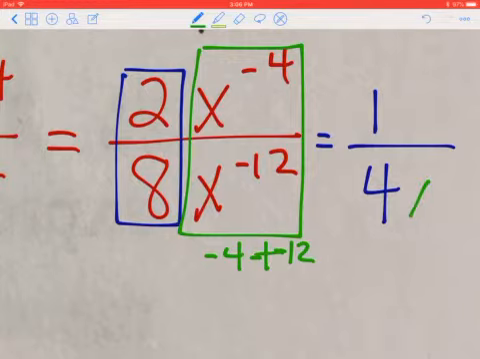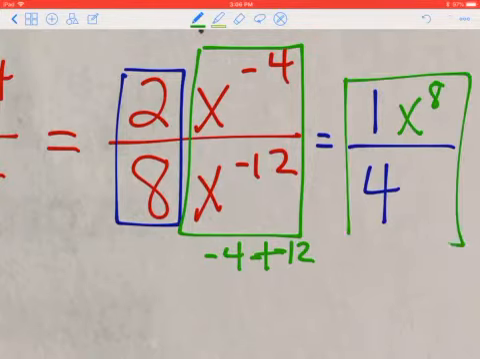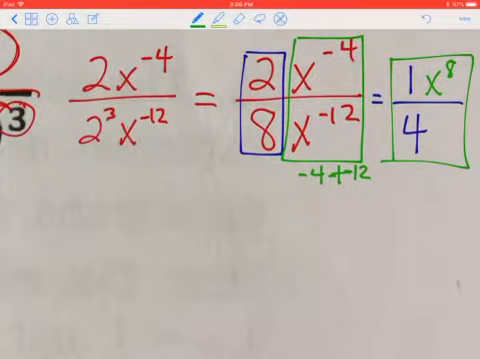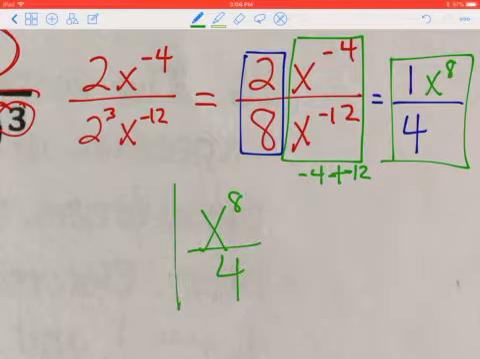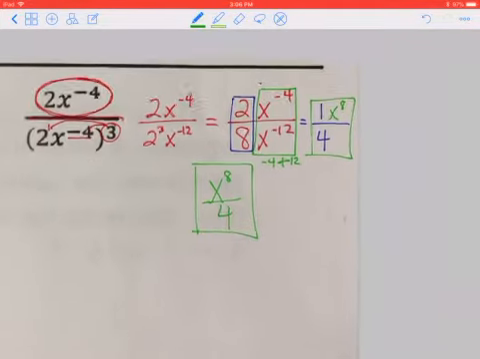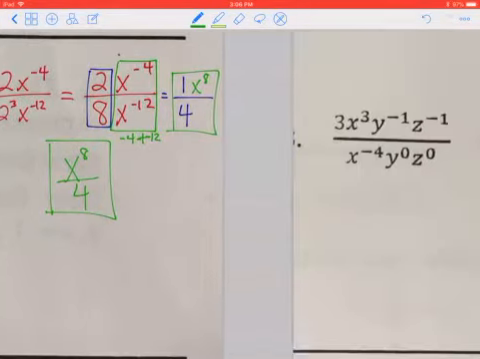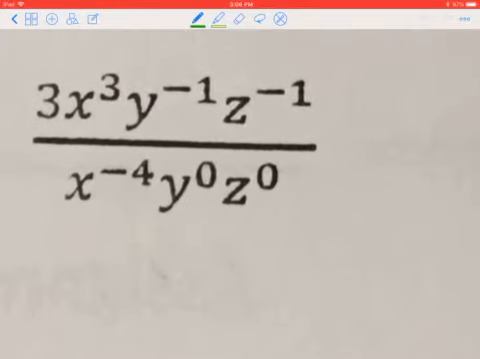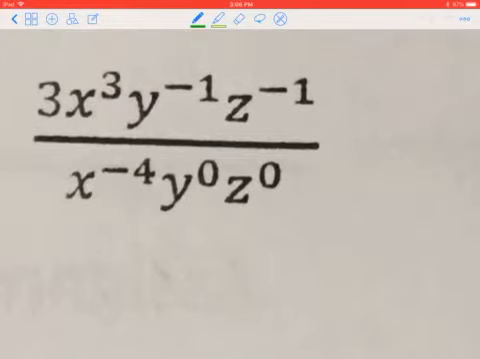So you have x to the 8, and because it's positive, it's going to go on top. So our final answer is x to the 8 over 4. You could write it with the 1 or x to the 8 over 4. It's the same answer. Our next problem, remember this is a video, you can rewind it if you need to.